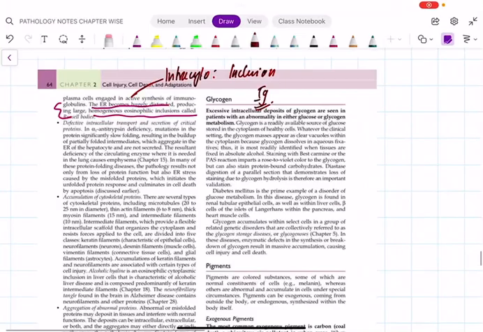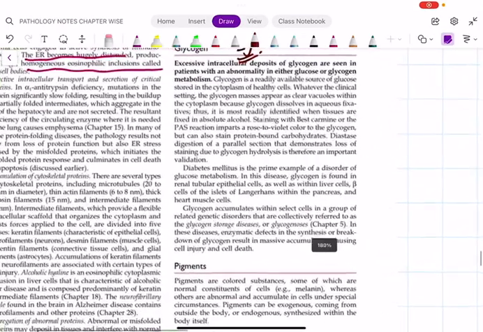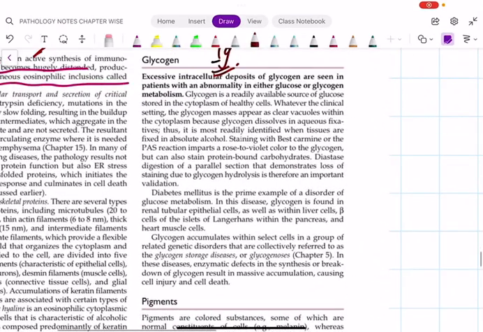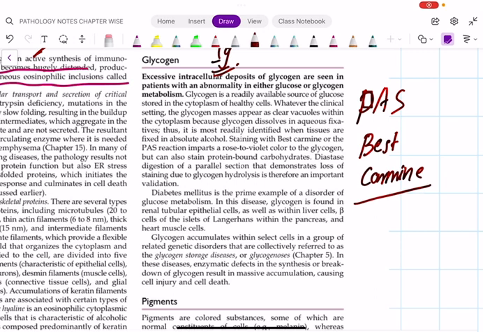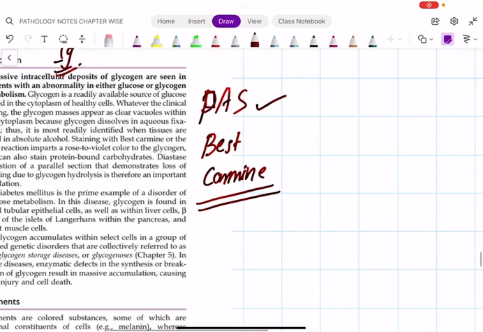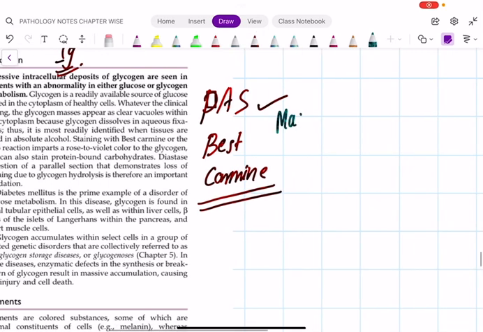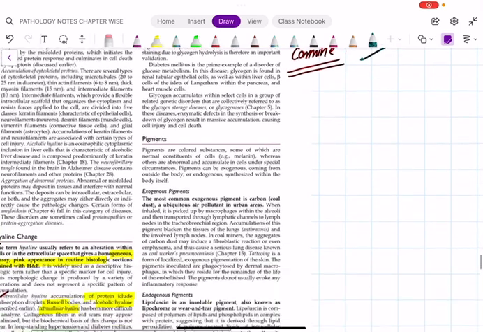Coming to glycogen, again you know glycogen storage disorders. What are the stains? Here you have to remember two stains. One is PAS, and another one is Best carmine. Out of that, which is most specific for glycogen? The answer is Best carmine. Okay, PAS will give what color? Yes, this is why I taught you stains first. Magenta color.